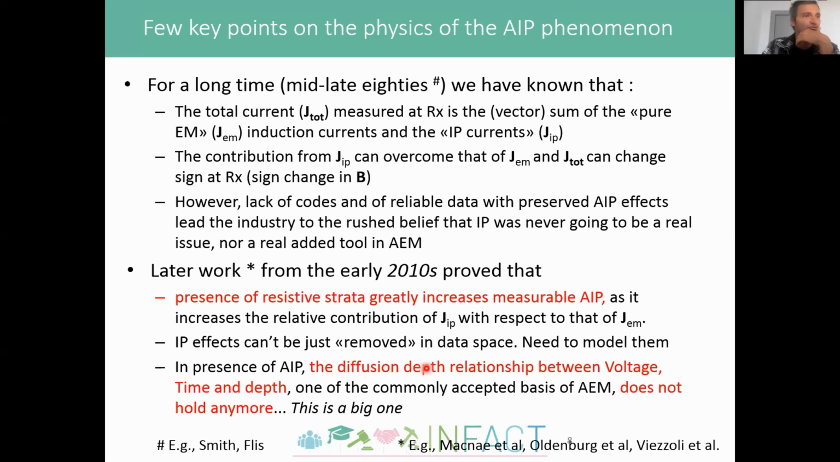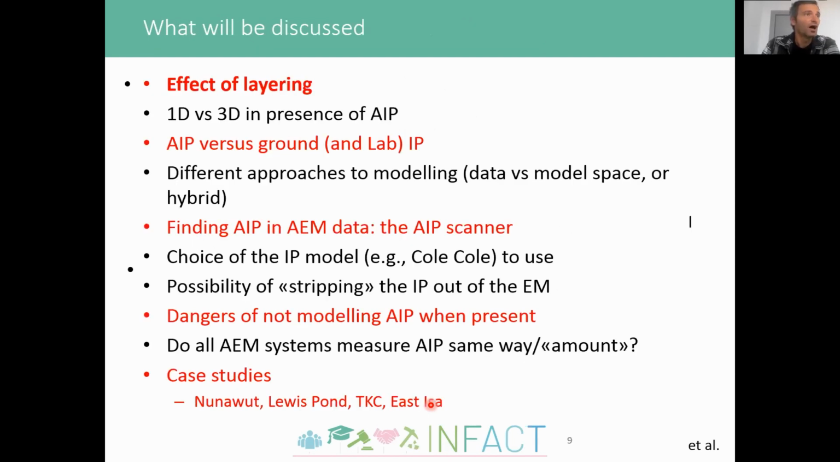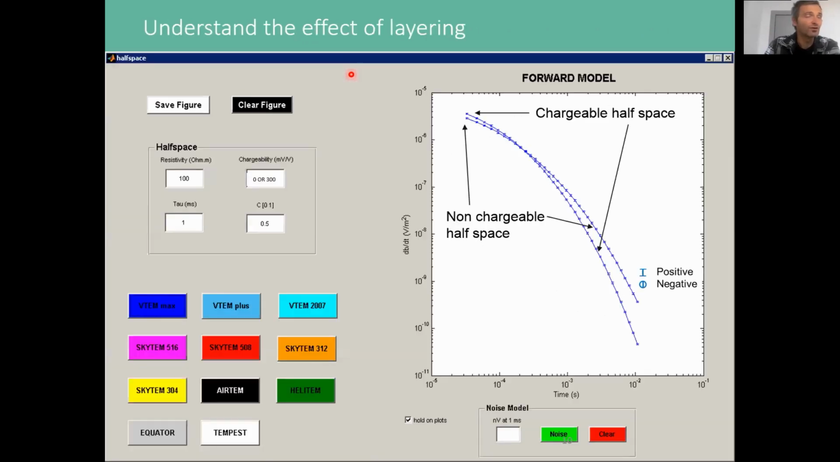And the other one, which is very big to me, it's kind of mind-blowing for a geophysicist, is that once you do have IP effects, the relationship between voltage, time, and depth doesn't hold anymore. So the diffusion depth relationship doesn't hold anymore, and this has very big consequences. I could talk for 3 days on this. I chose to try to bring to your attention just some of these points of discussion. So I'll talk about the effect of layering now, which is very, very important.